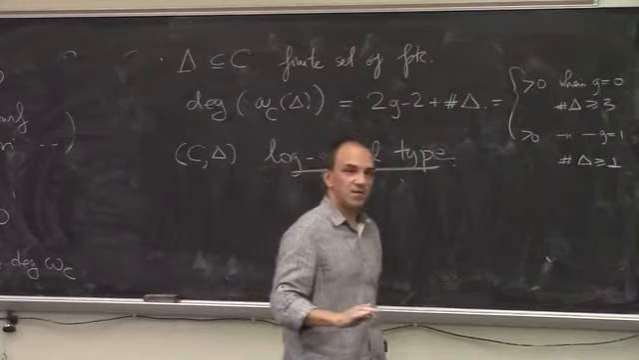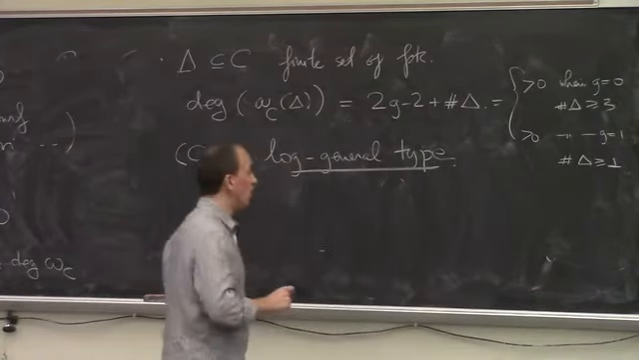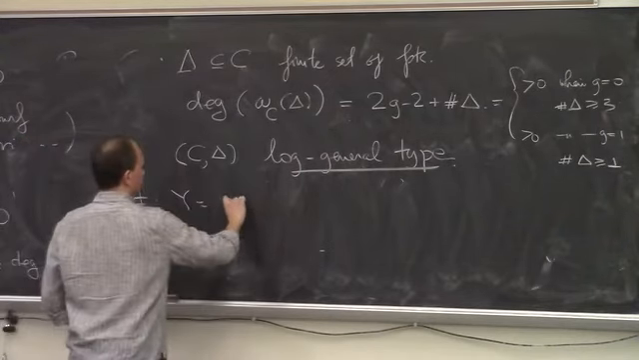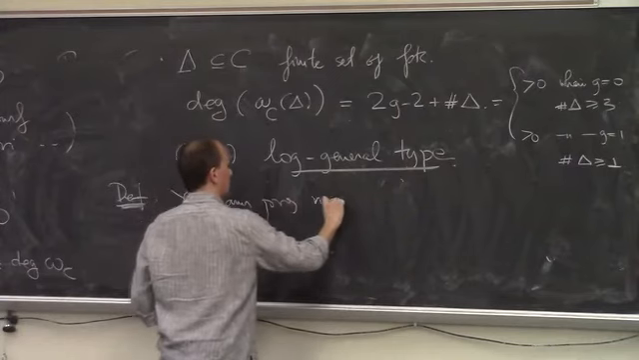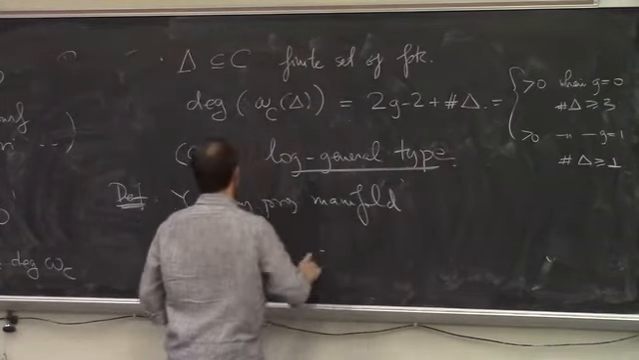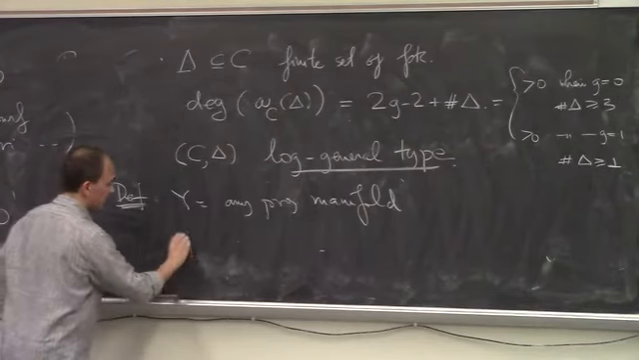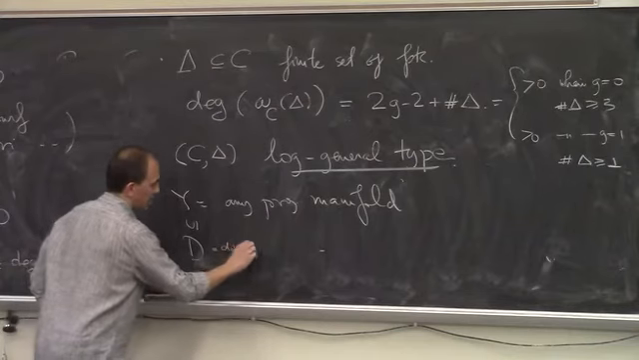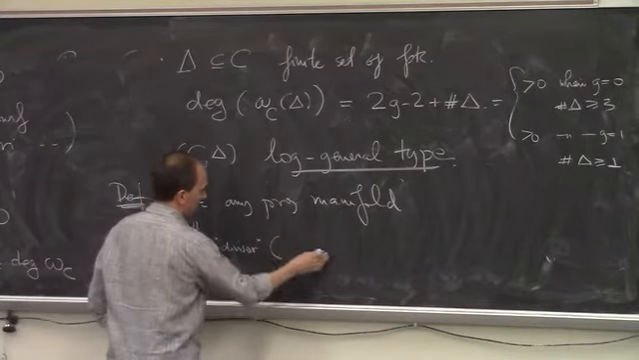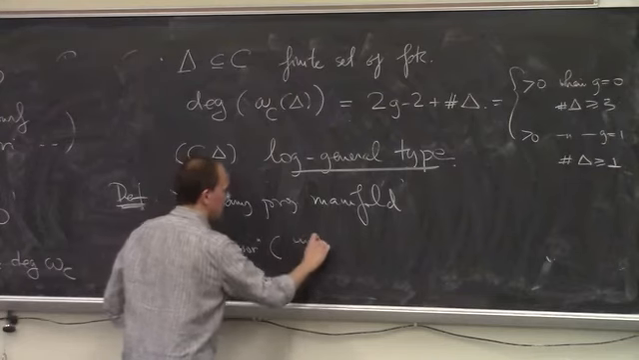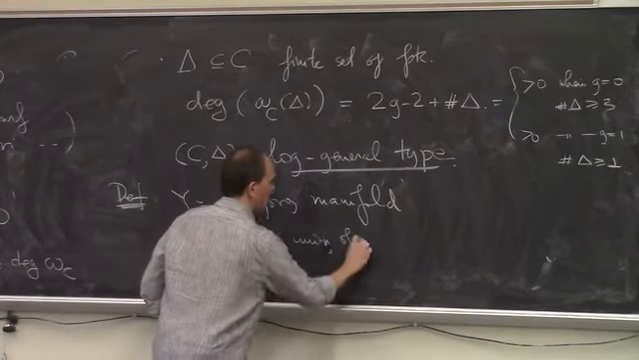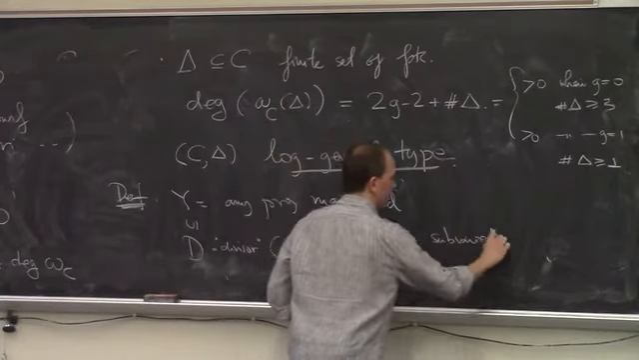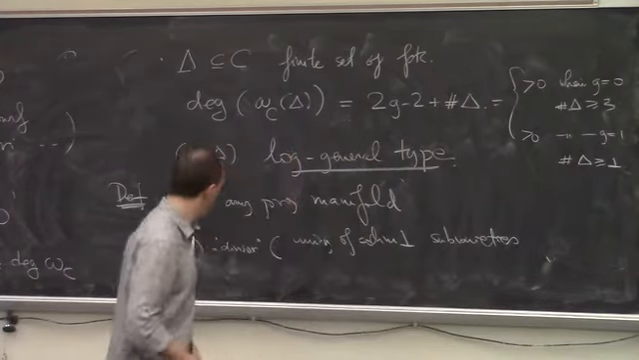There's no problem making sense of this notion in arbitrary dimension. This makes sense when Y is an n-manifold. Now instead of delta, a finite set of points, I have to consider in Y what's usually called a divisor. By this I mean, roughly speaking, the union of codimension 1 subvarieties, analytic subspaces if you want.